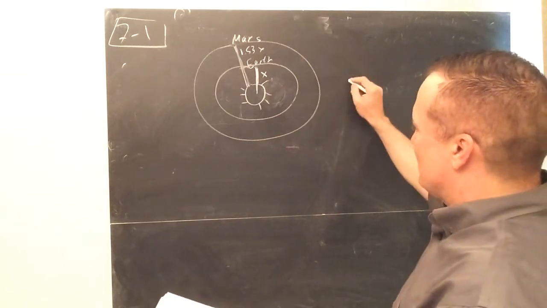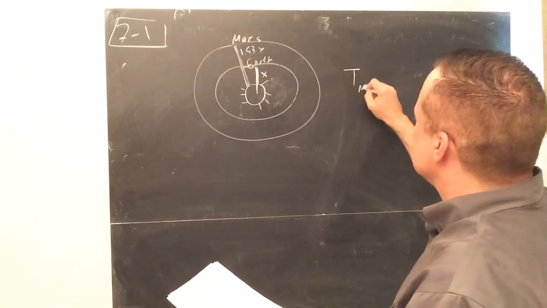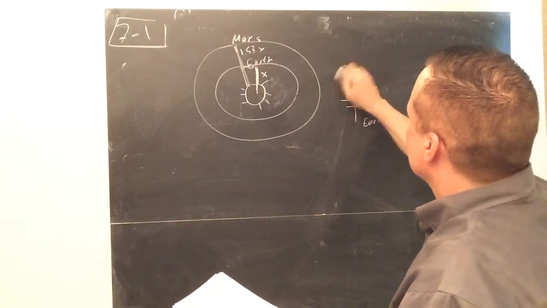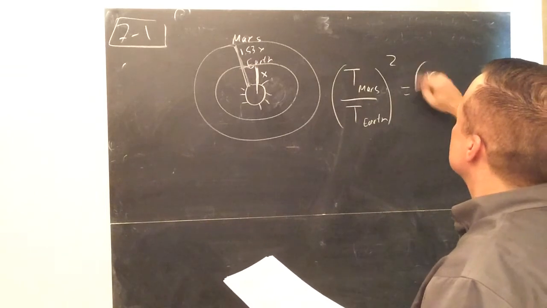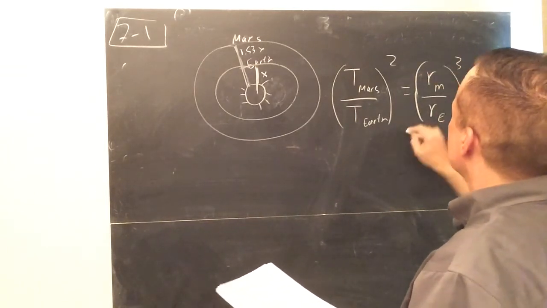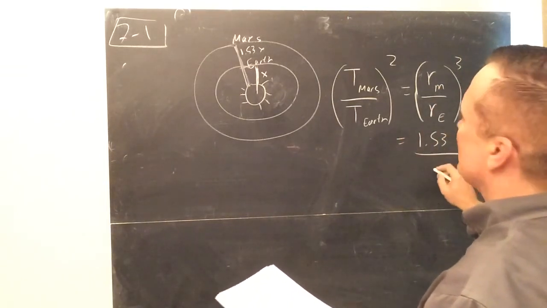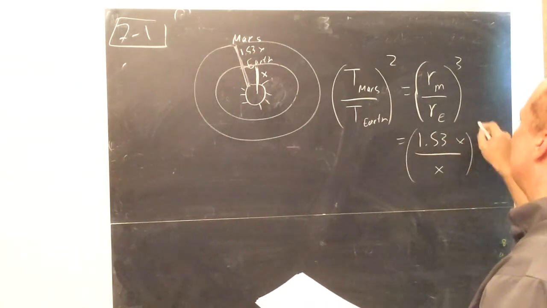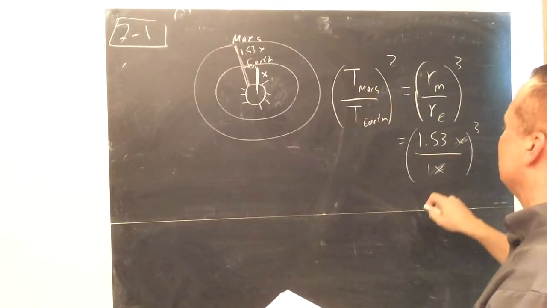Maybe it makes more sense in the equation if I do it this way. The period of Mars divided by the period of Earth, squared, will be the radius of Mars divided by the radius of Earth, cubed. So the radius of Mars we're going to say is 1.53x, and the Earth will be x. Now we don't even need the numbers because the x's are going to cancel out. It's going to be 1.53 over 1.